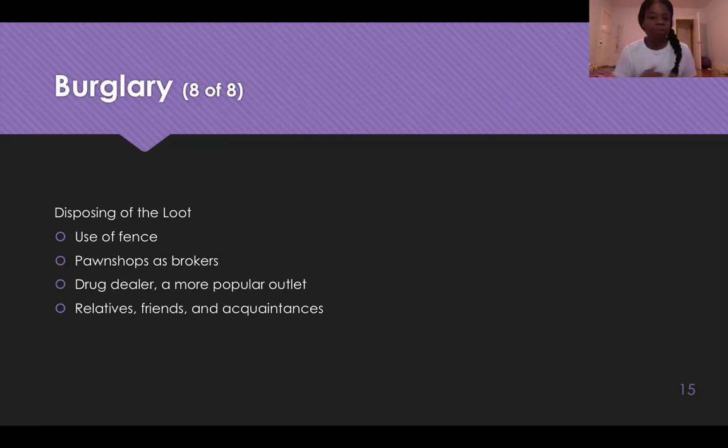A more popular outlet was the drug dealer because it entails a strict drug for merchandise deal without involving any middlemen. Others regularly sold to relatives, friends, and acquaintances because few people can resist buying merchandise at below fire sale prices.